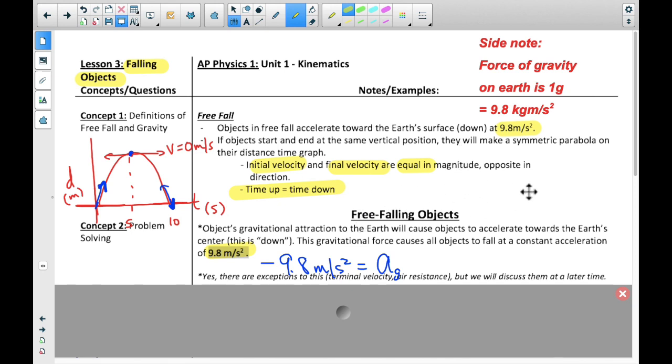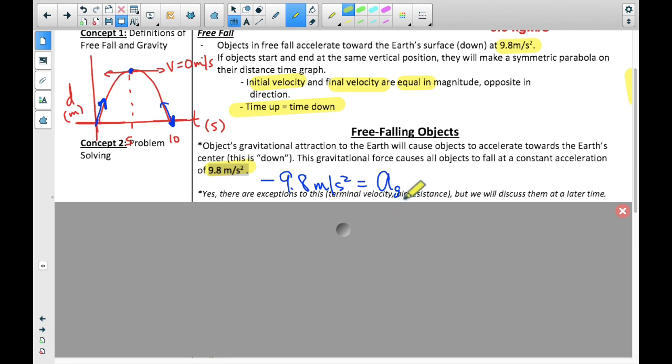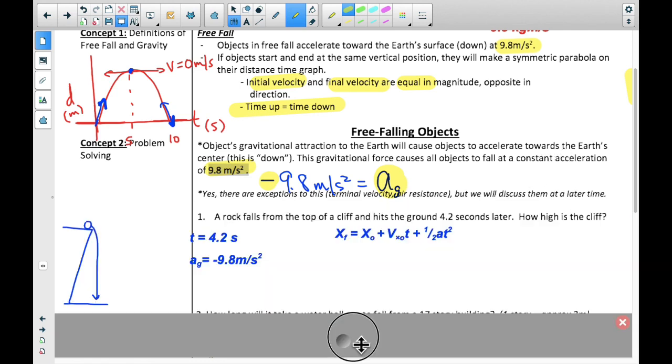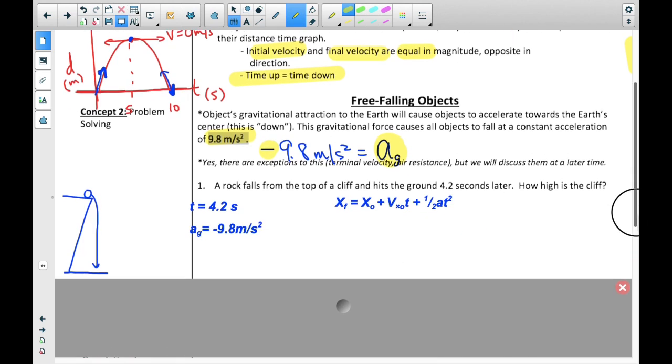Okay, let's talk a little bit more about this. Gravitational acceleration to the Earth will cause objects to accelerate towards the Earth's center, downwards, at 9.8 meters per second squared. We call that the acceleration due to gravity. So I'm abbreviating that A sub g. The acceleration due to gravity is 9.8 meters per second squared. We typically use a negative showing that it's going downwards. Okay, let's look at a couple of examples.